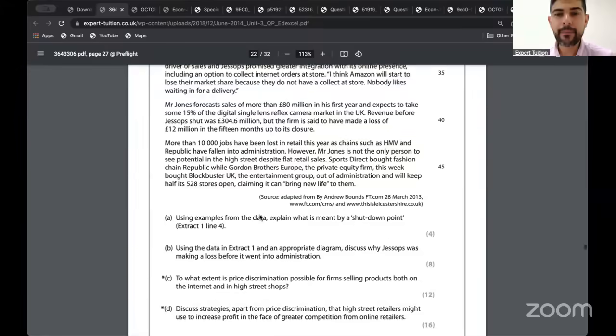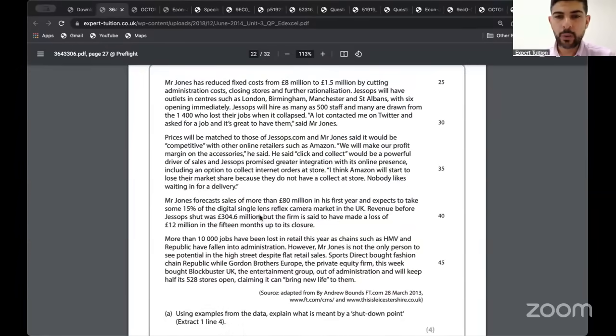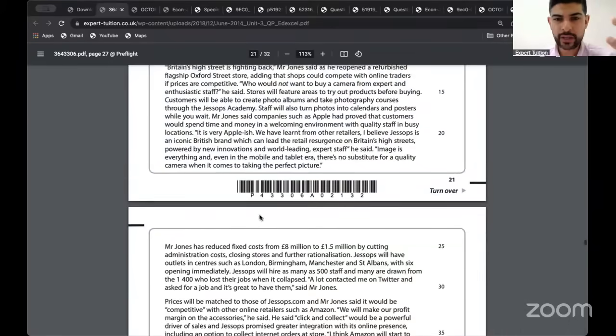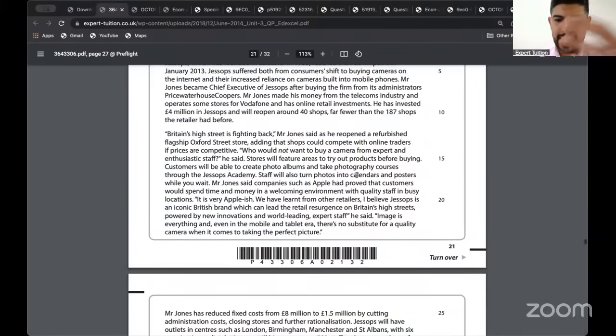In the extract, it bangs on about how who would not want to buy a camera from really enthusiastic and expert staff. You can try out the camera, you can literally go to a class on the camera. There's like a million things that you could do in store that you can't do online. In other words, even if you end up getting the exact same camera, it might not be price discrimination because the actual service you're getting is different.